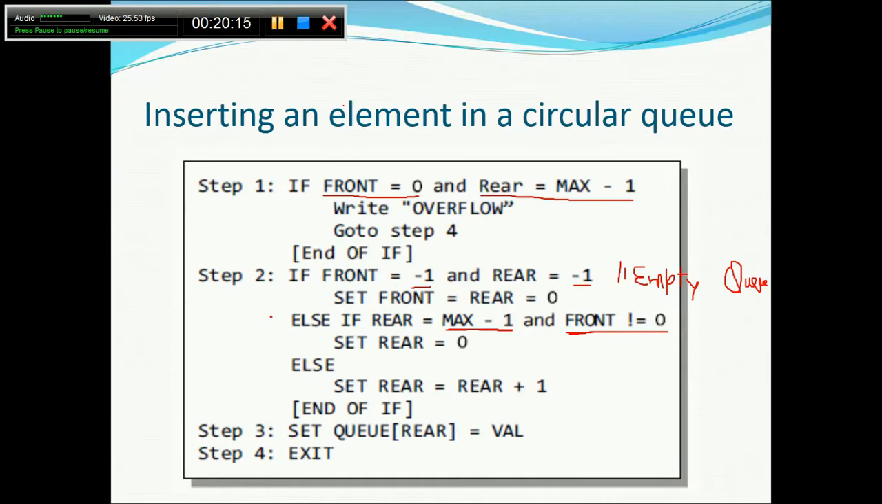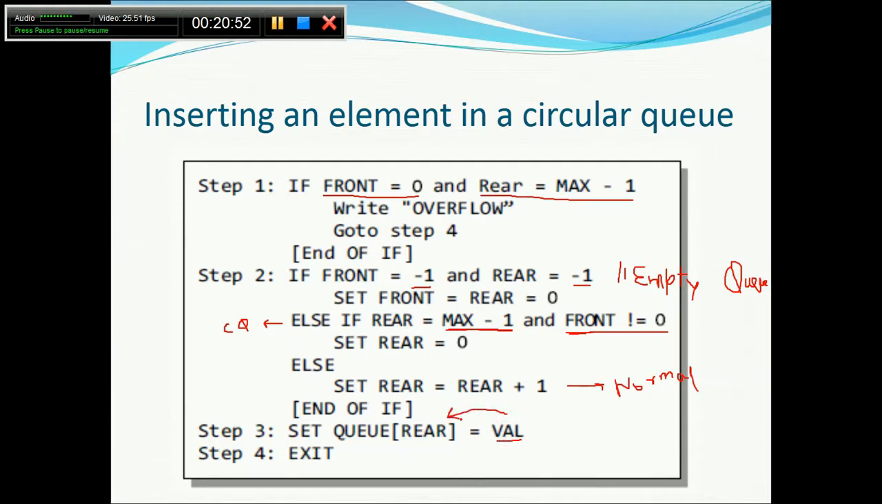So this condition handles the circular queue, I'm writing it as CQ. Otherwise, rear is equal to rear plus 1, that is the normal way. Once you have set the rear to the correct index, copy the value that you want to insert to the Q rear position. So you can insert here directly, not an issue.